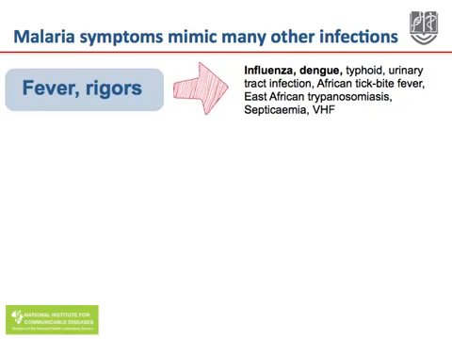Common diseases like urinary tract infections may present with fever and rigors. In fact, any common bacterial infection may present in a similar way, including septicemia.